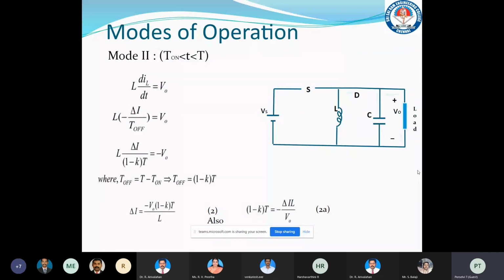During mode 2, we can write L into dIL by dt is equal to V naught, which is equal to L into minus del I by T off, because the dIL will be I min minus I max during mode 2. So we can write L into del I by 1 minus K into T equal to minus V naught, from which we can write del I is equal to minus V naught into 1 minus K into T by L. So from which we can write 1 minus K into T is equal to minus del I L by V naught.